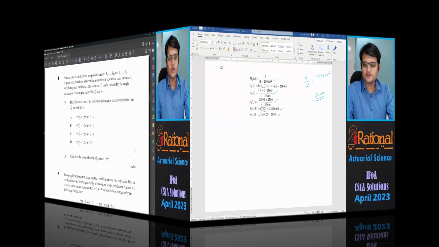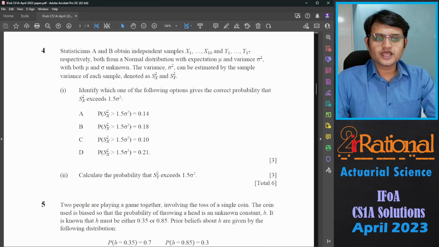Let's go to question number 4. Question number 4. Statisticians A and B obtain independent samples x1 to x10 and y1 to y17 respectively, both from a normal distribution with expectation mu and variance sigma square, with both mu and sigma unknown. The variance sigma square can be estimated by the sample variance of each sample, denoted as S square X and S square Y. Identify which one of the following options gives the correct probability that S square X exceeds 1.5 times sigma square.